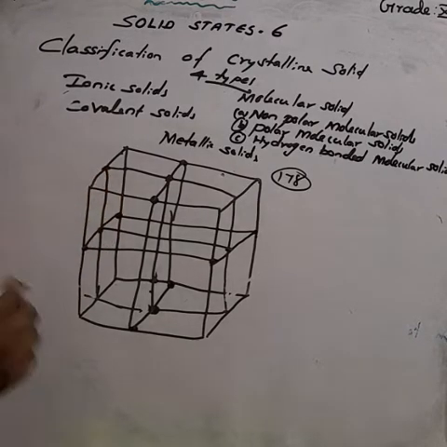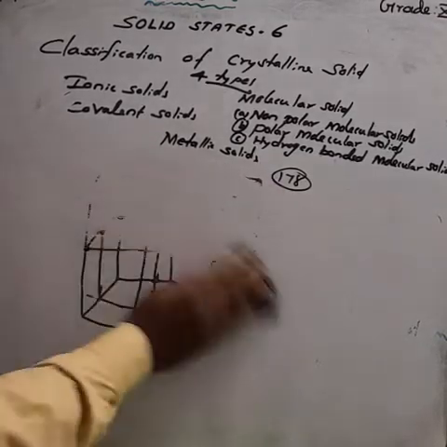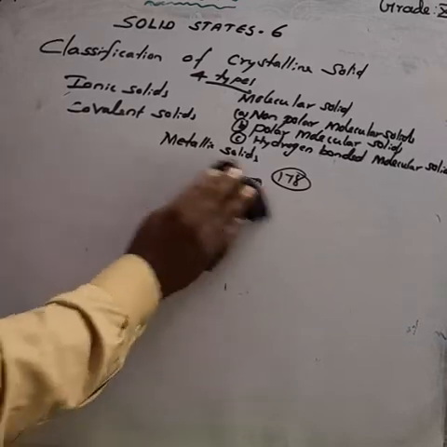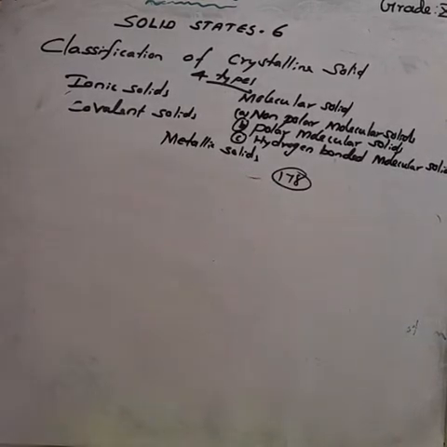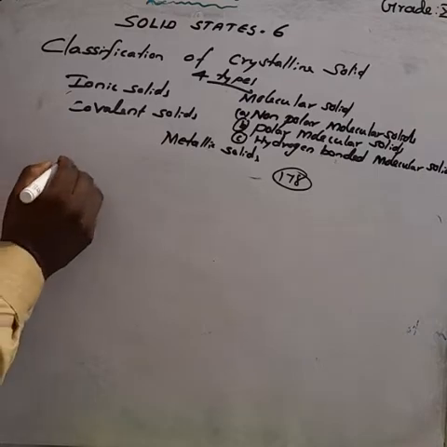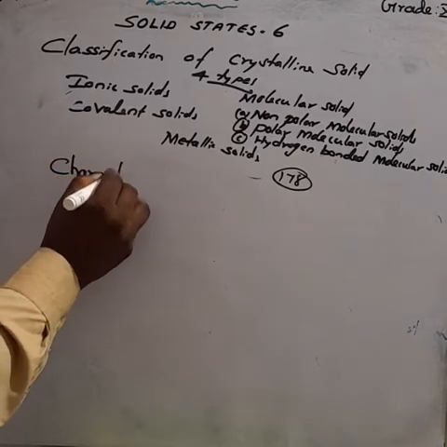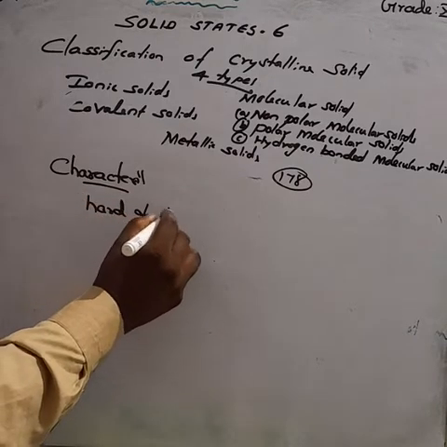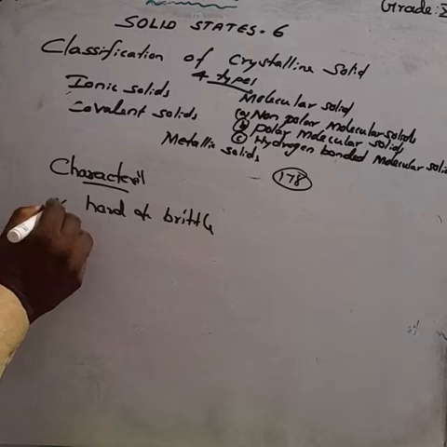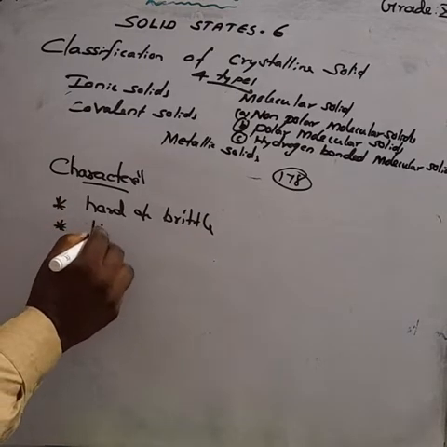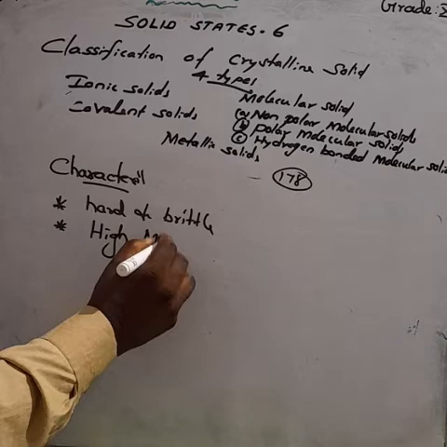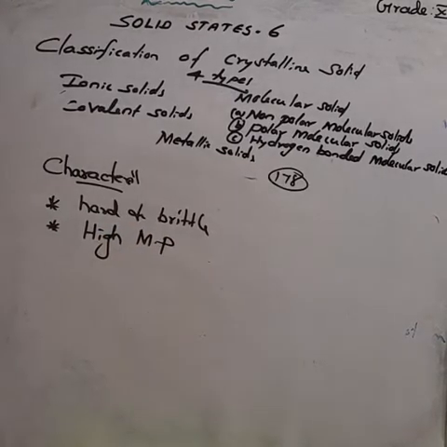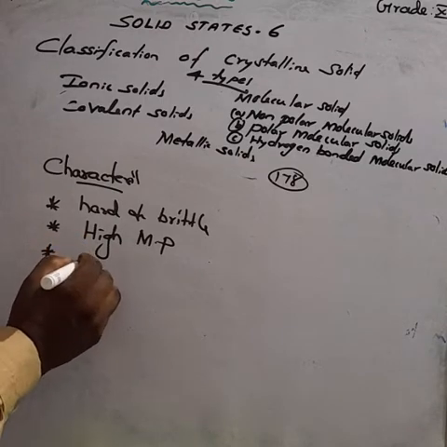Next, we can discuss the characteristics of ionic solid. This is one of the important 3-mark questions. What are the characteristics of ionic solid? The ionic solids are hard and brittle. The ionic crystals have a high melting point. The ionic solids do not conduct electricity.